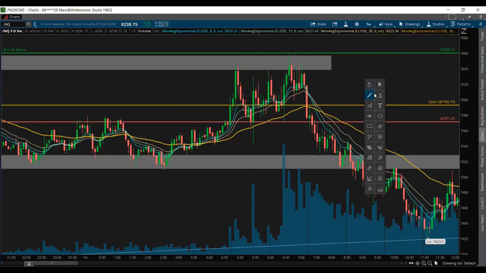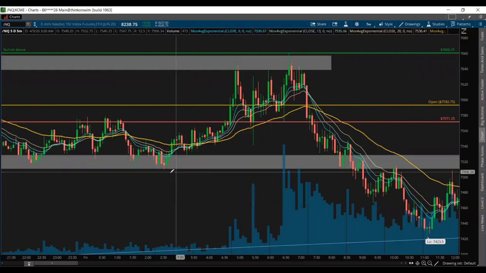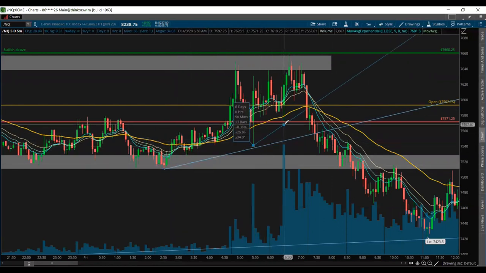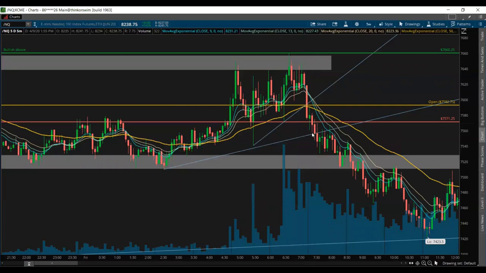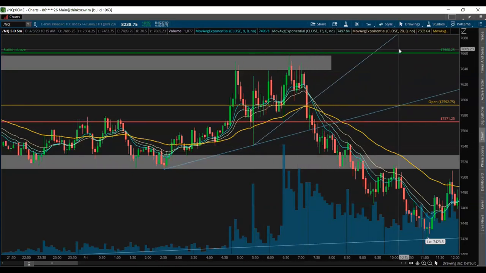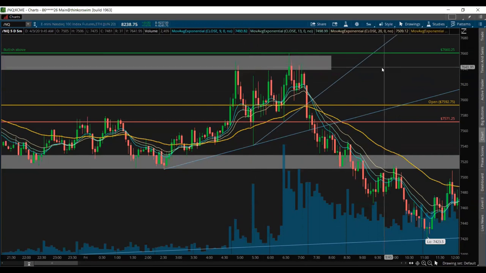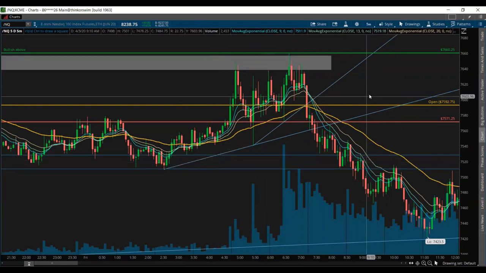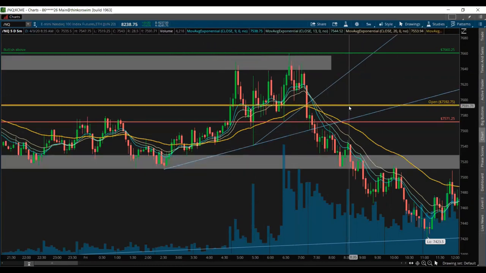You can see I also draw trend lines because you want to see the overall direction in which we're moving. I have to adjust that one. We get a little up wedge there, so you have an idea of how the overall price action is around our support levels. So we have resistance up here, we have support down here, and we have the open.